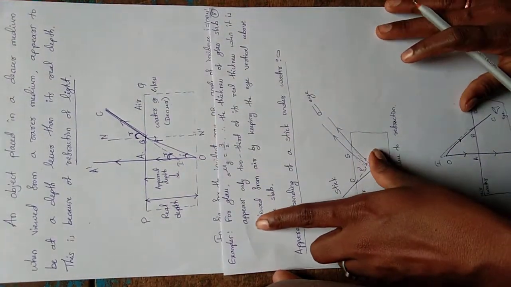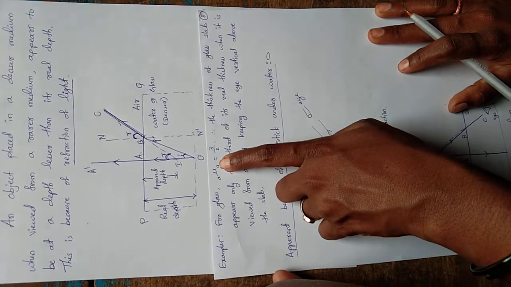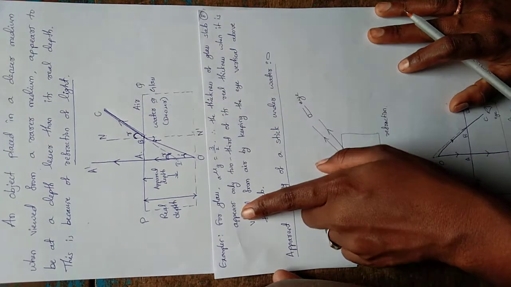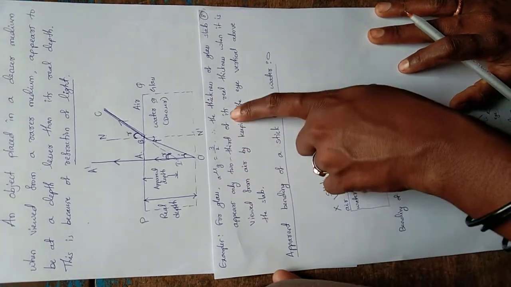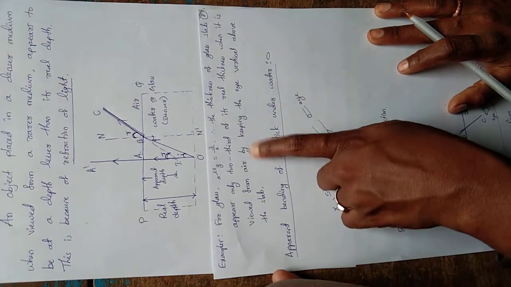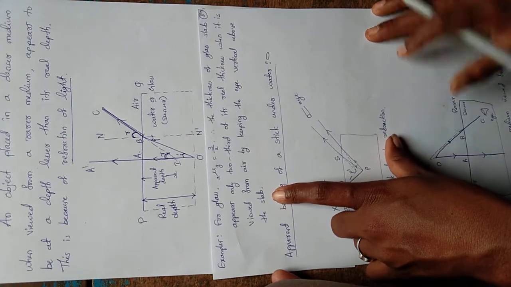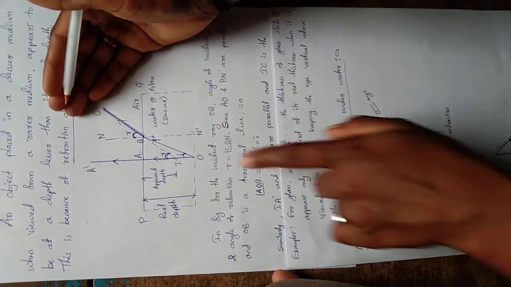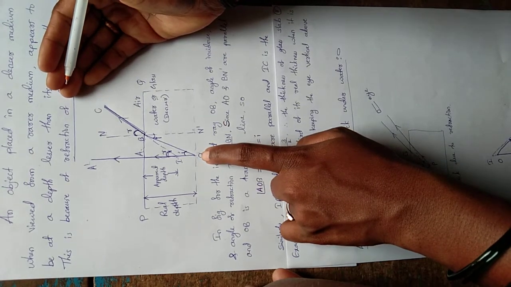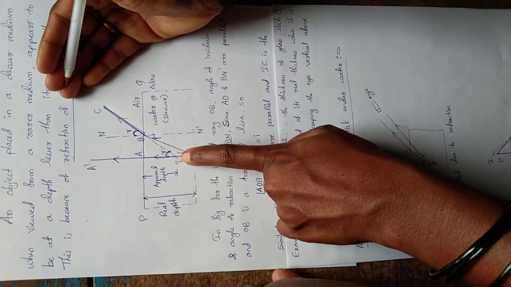For example, for a glass, the refractive index of air with respect to glass is 3/2. Therefore, the thickness of a glass slab appears only 2/3 of its real thickness when it is viewed from air by keeping the eye vertically above the slab. If you are viewing the point C from here, it will appear at this eye point. Okay.